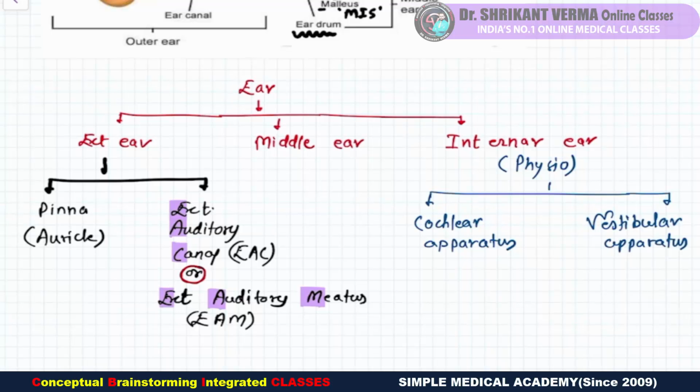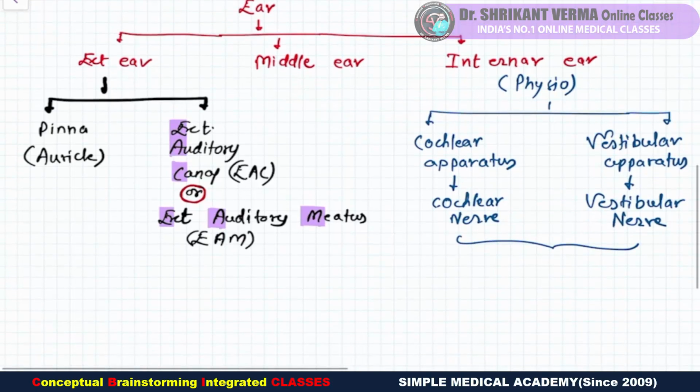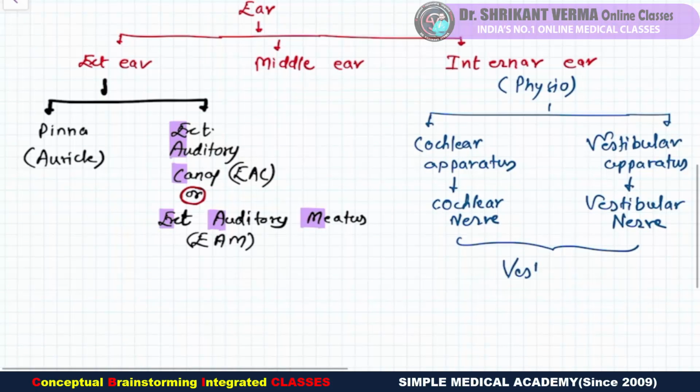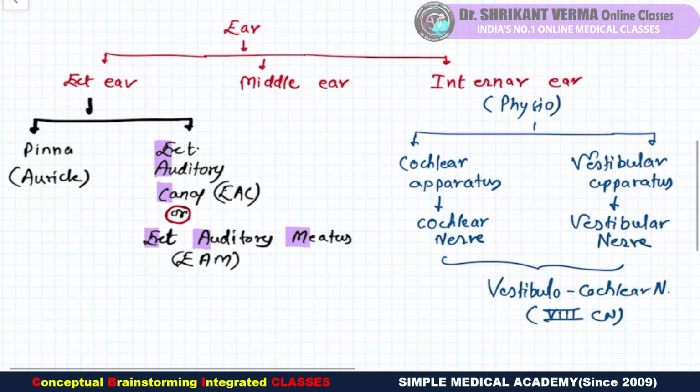Now further, the cochlear apparatus makes the cochlear nerve. The vestibular apparatus gives rise to the vestibular nerve. Further, both the nerves unite and form the vestibulocochlear nerve, also known as the eighth cranial nerve. Okay, so one by one, what are the important points about our ear?